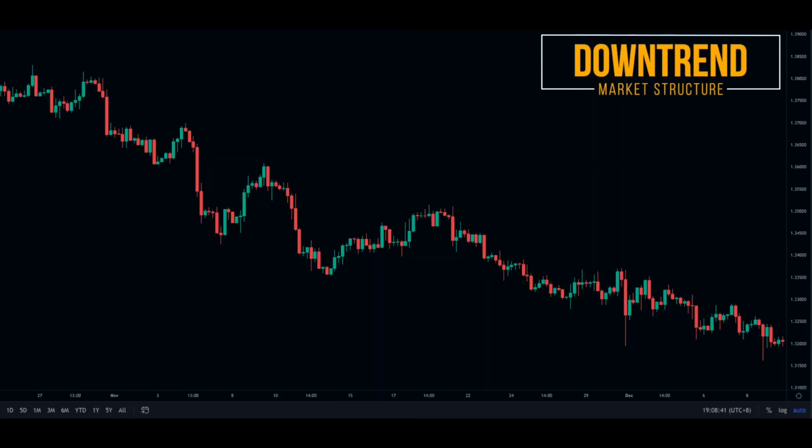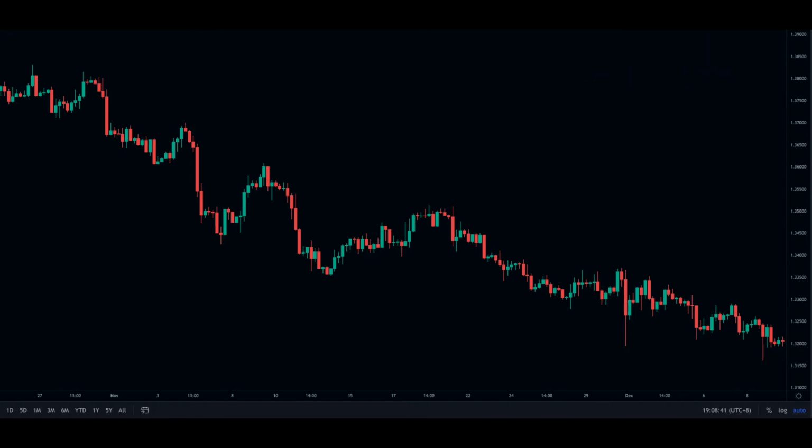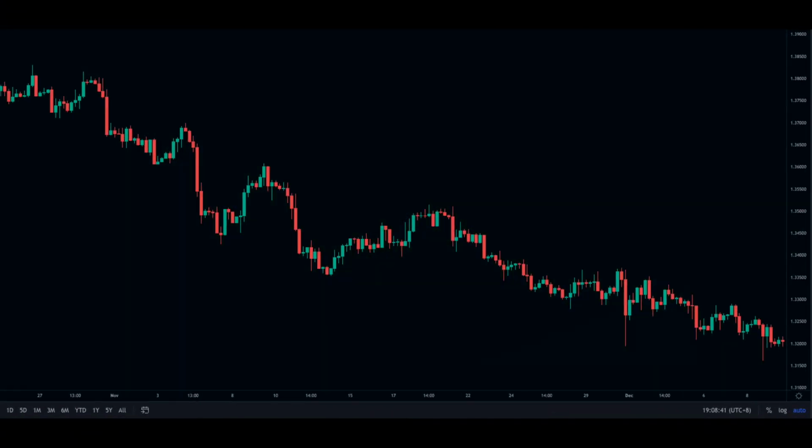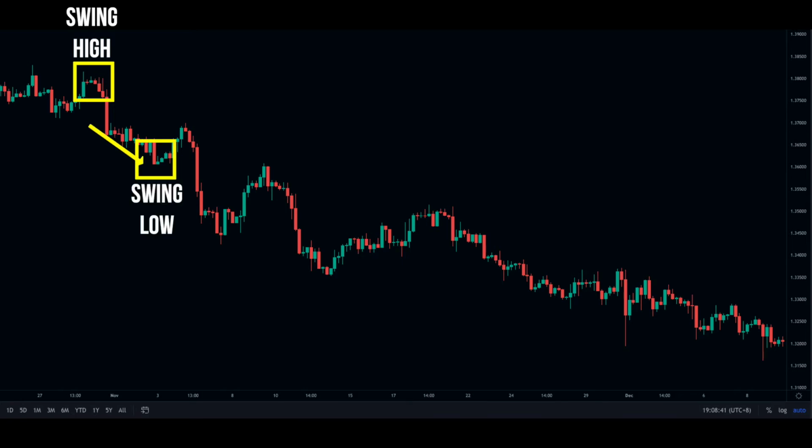Downtrend. For the downtrend, you'll see the same price movements but in reverse. Price will form a pattern of lower highs and lower lows. Here's the initial swing high. We have an impulse move down which forms our lower low. We see a pullback and price hits this turning point before reversing, creating a lower high.